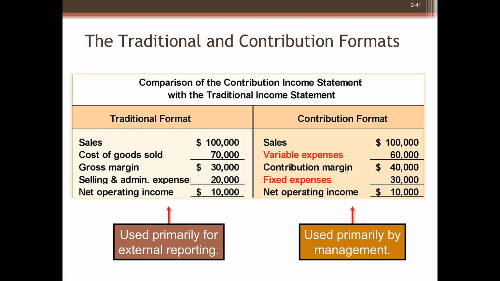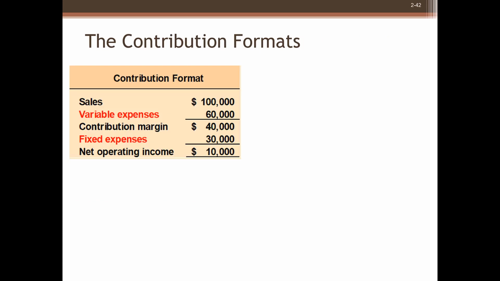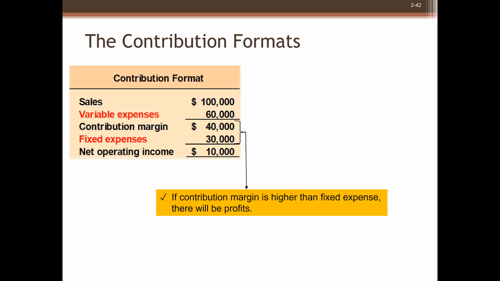Here, contribution margin is the capacity to cover fixed costs from operating the firm. You can see here, for those two different formats, you will get the same net operating income. For the contribution format, if contribution margin is higher than fixed cost, then there will be profit. Net operating income will be positive.